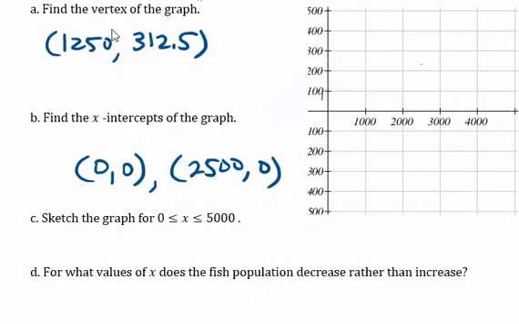In part C, we're asked to sketch the graph, and so we're going to make sure that our curve passes through these points. One is at the origin, so the x-intercept, which happens to also be the y-intercept of 0, and then 2500, 0, and then the other is the vertex, which is at 1250, 312.5, and connect those points with a curve. And the graph will look something like this.